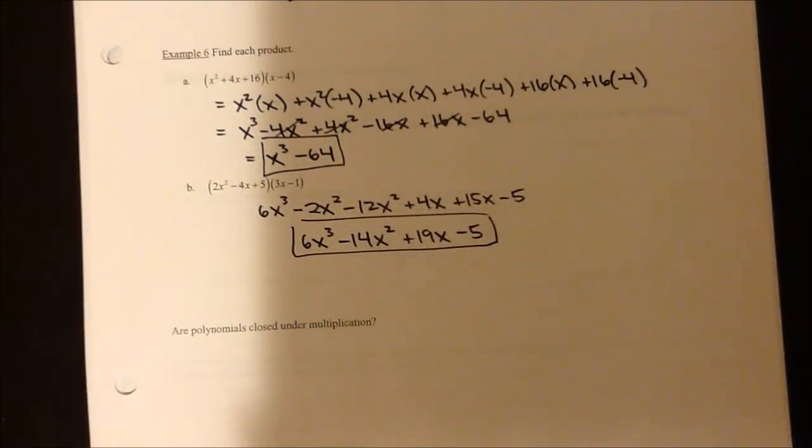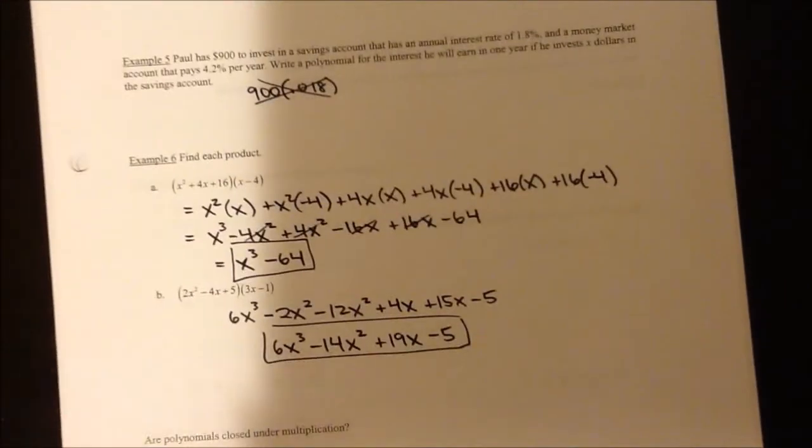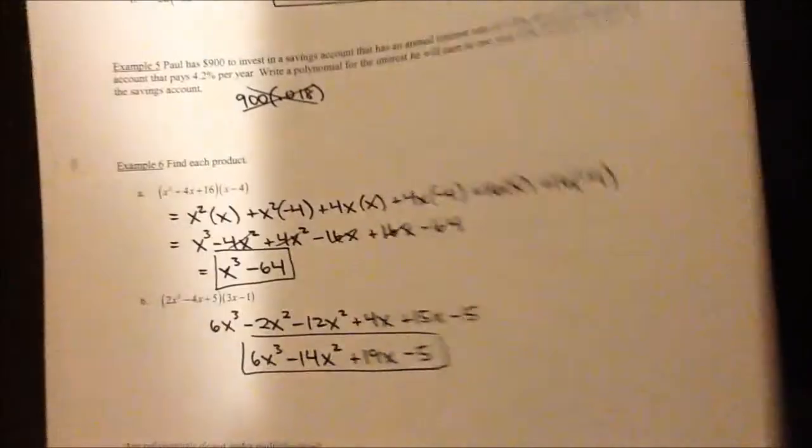So are polynomials closed under multiplication? Meaning, if I multiply two polynomials together, do I get a new polynomial? And the answer is, again, definitely yes. All of these things that I got when I was multiplying my polynomials together ended up to still be polynomials for sure. Okay, that's the end.